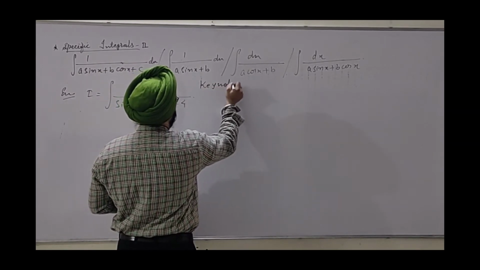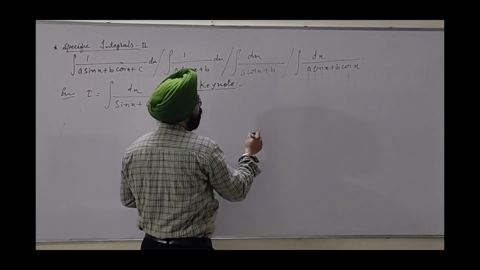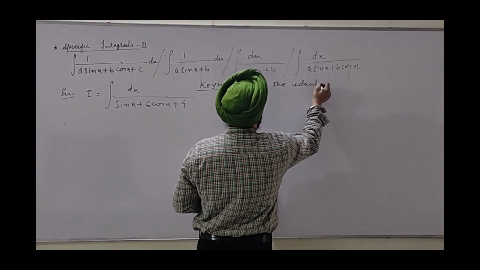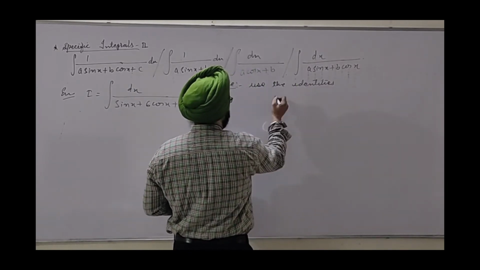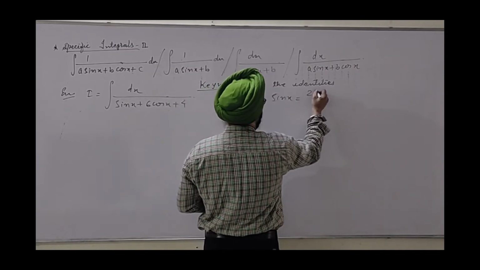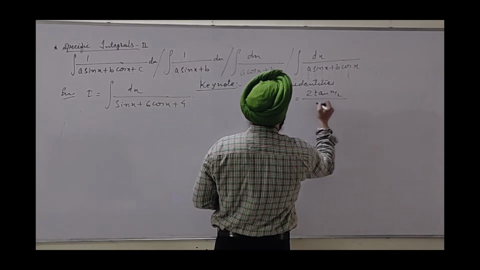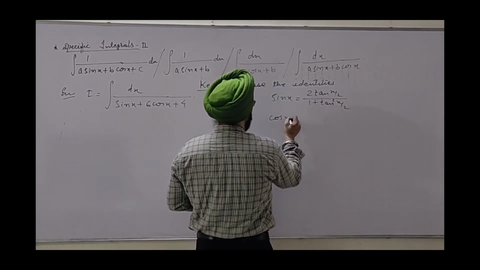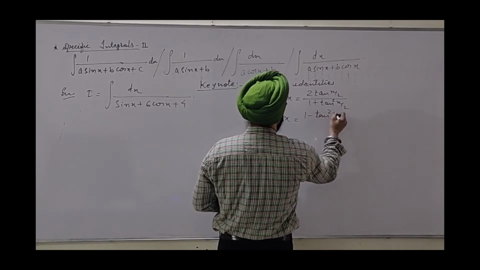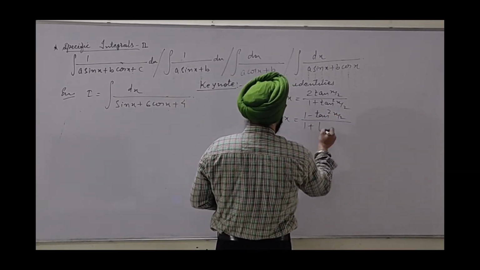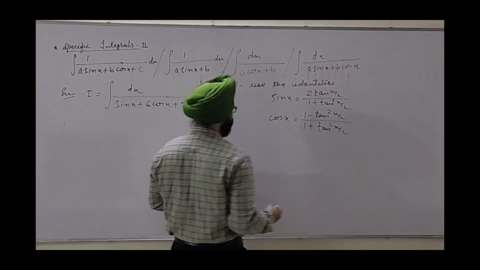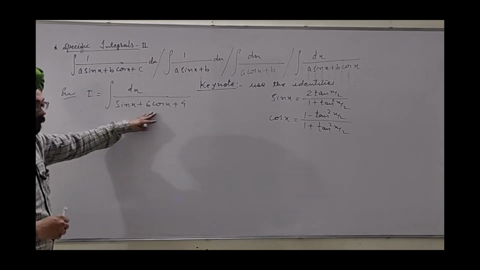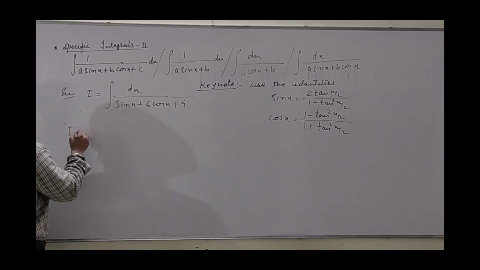For such patterns, the key note is to use the identities: sin x can be written as 2 tan(x by 2) upon 1 plus tan square(x by 2), and cos x can be written as 1 minus tan square(x by 2) upon 1 plus tan square(x by 2). These two identities we use in the denominator in place of sin and cos. So we can write the given example.